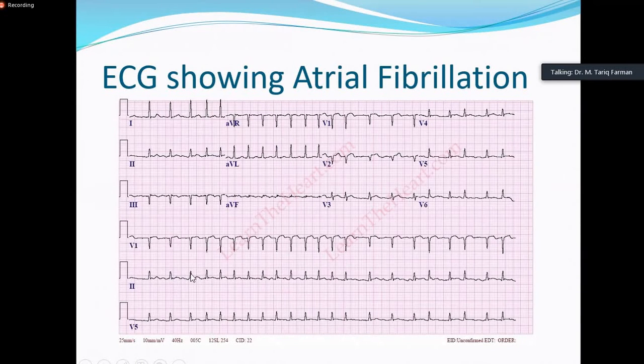The R to R interval is variable. You can see it easily over there, right? And absent P wave. No definite P waves are there. So if the P wave is absent and the R to R interval is variable, then you can easily diagnose atrial fibrillation. These are the two things you must have for diagnosing atrial fibrillation.